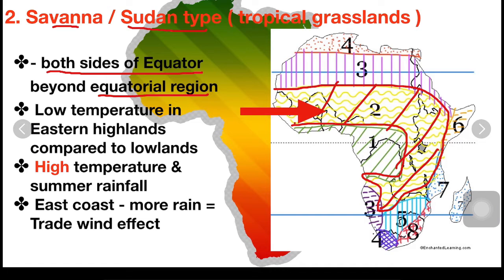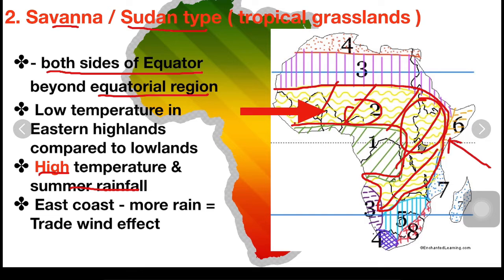Here the low temperature is experienced in the eastern part of the land, the Ethiopian highlands, compared to the lowlands located over here. The temperature range is high over here, and this region receives rainfall in the summer season. The east coast of Africa receives more rain in this region compared to the western coast of Africa.